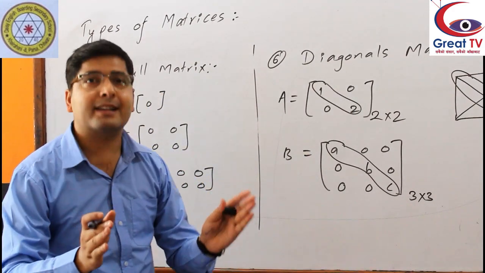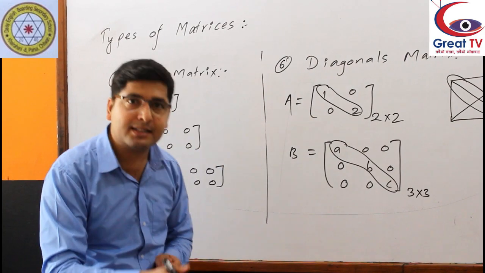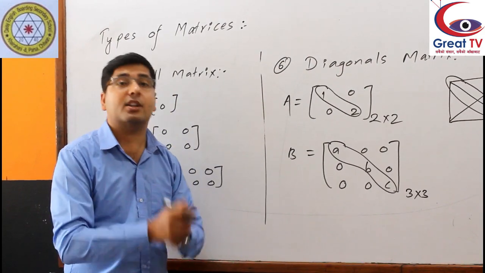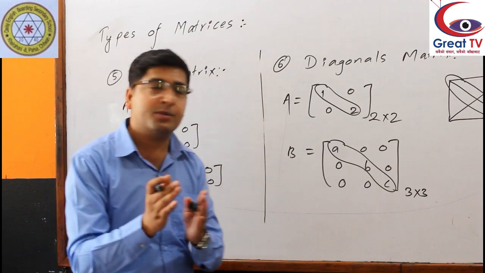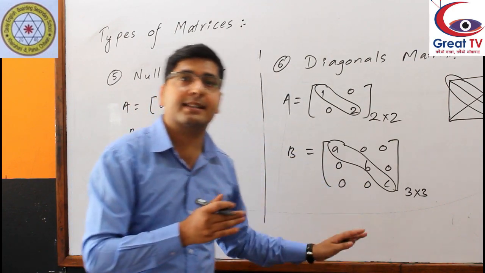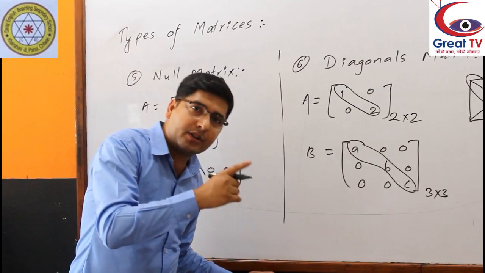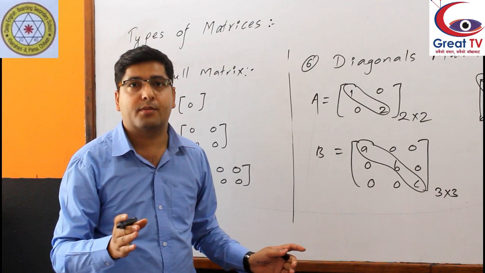So those square matrices are said to be diagonal matrices if all entries are 0 except the leading diagonal. You have to remember one thing. A diagonal matrix is always a square matrix.